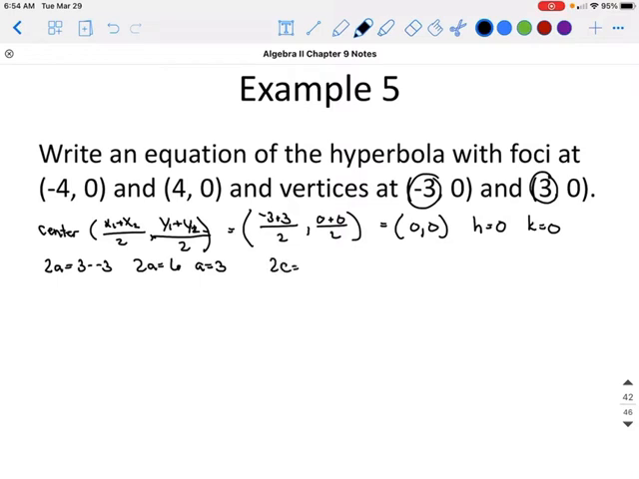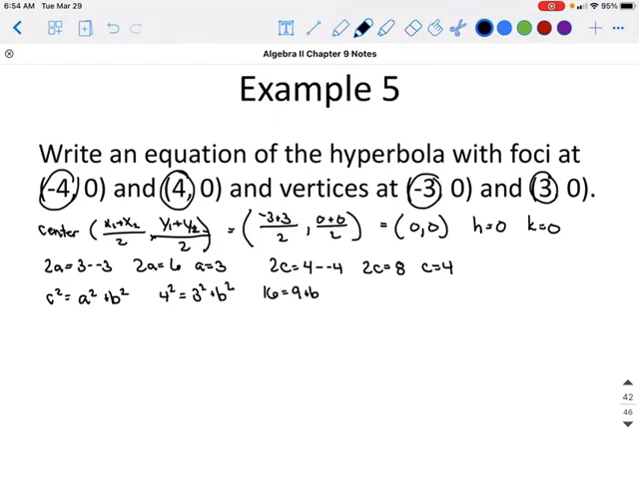The distance between the foci is going to be 2c. So how far is it from negative 4 to positive 4? Larger minus the smaller. 2c is going to equal 8, or c is equal to 4. But to be able to write our equation, we have to know a and b. Remember, c squared is equal to a squared plus b squared. So 4 squared is equal to 3 squared plus b squared, or 16 is equal to 9 plus b squared. If we take the 9 to the other side, we're going to get 7 is equal to our b squared.